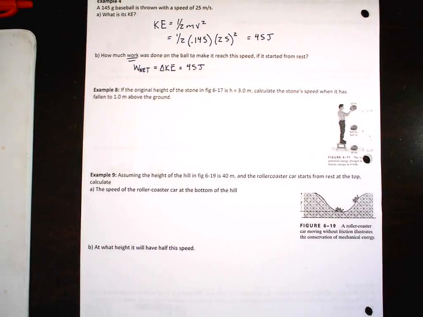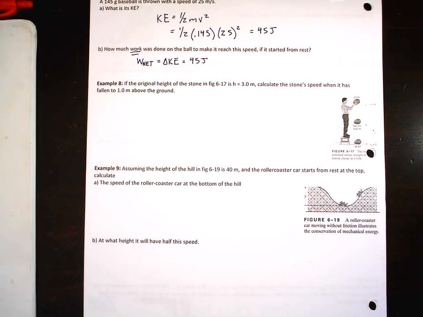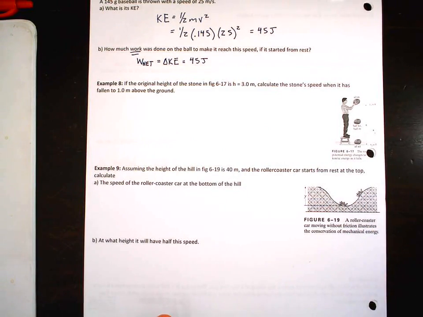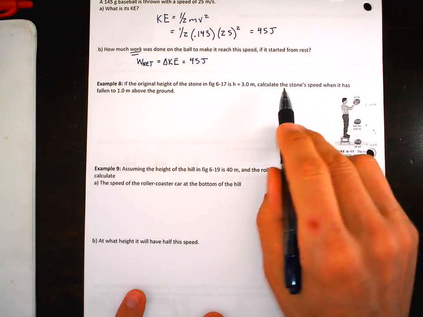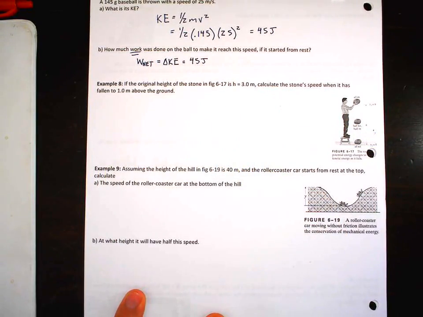Okay, let's look at a couple problems with potential and kinetic, both involved. And I'll do this first one and then I'll have you guys do this second one. Maybe I'll throw in a couple hints on this. Alright, so here's what we've got going. We've got a dropped rock, very exciting. What is the stone speed when it has fallen to 1 meter above the ground? And it's starting at 3 meters.